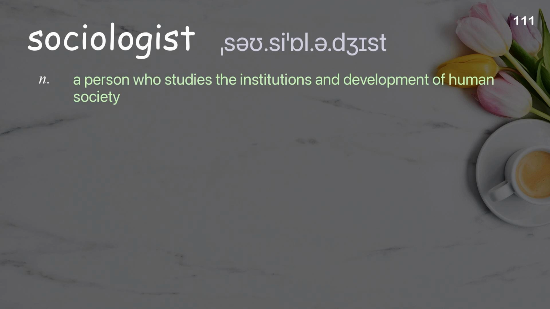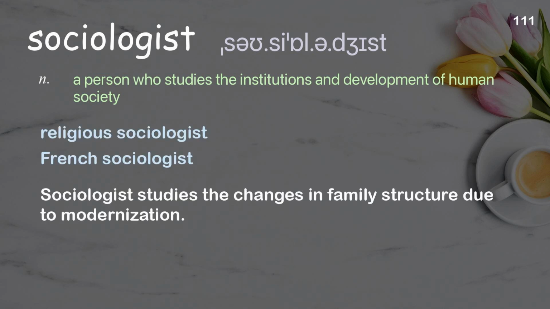Sociologist. A person who studies the institutions and development of human society. Examples: Religious sociologist. French sociologist. Sociologist studies the changes in family structure due to modernization.